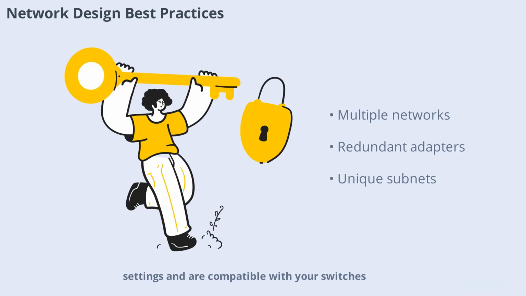Use unique subnets for private networks, and configure DNS for name resolution. By following these best practices, you'll ensure that your cluster can withstand network failures and maintain continuous service availability.